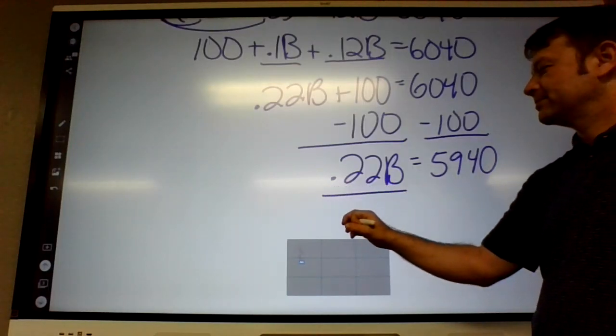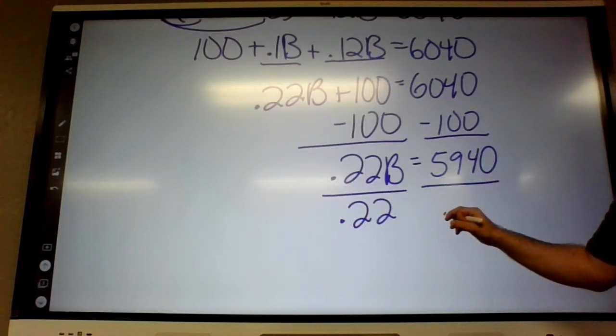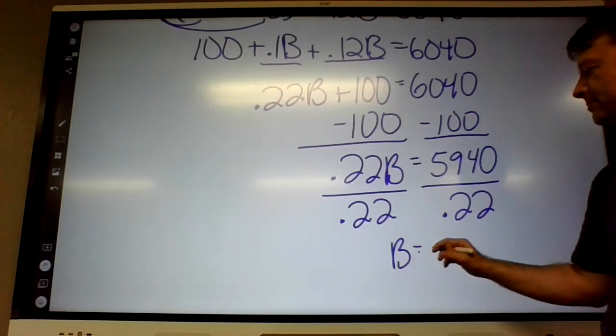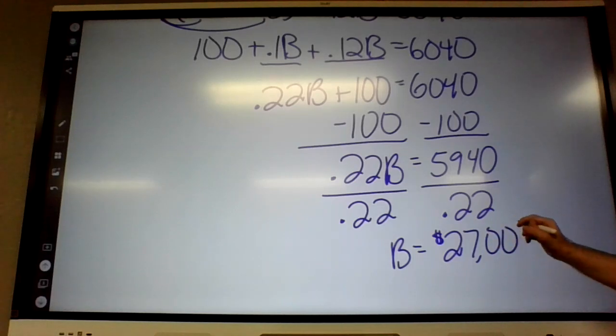It's like you can't line the decimals up if there's like a number. 27,000. This is a lot. And then A would be 28,000 because it's plus 1,000. I really thought it was wrong.